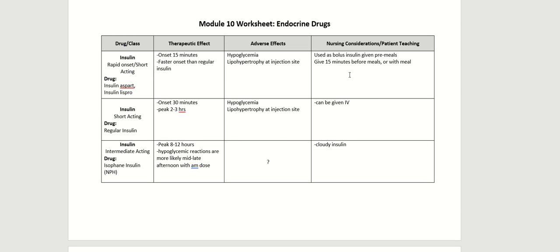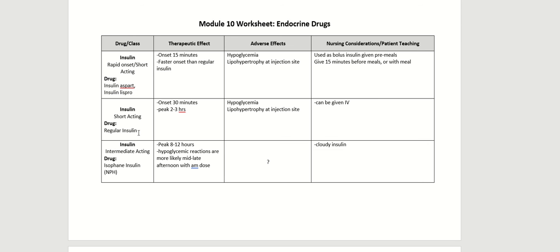It's really important when we are teaching our patients about insulin that they understand the onset and the peak of the insulin, so that they know that they need to have food present at those times to avoid causing hypoglycemia. So our insulin aspart and lispro are going to be given about 15 minutes before the meal, as opposed to regular insulin.